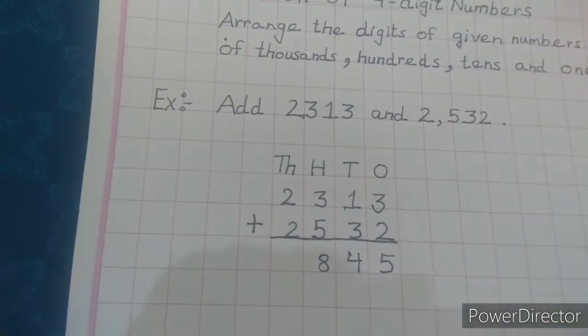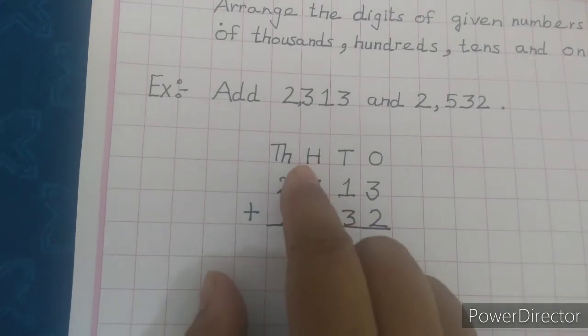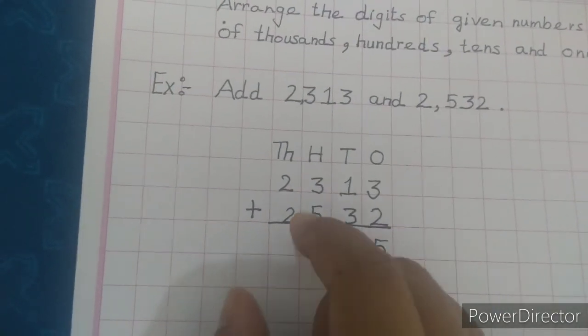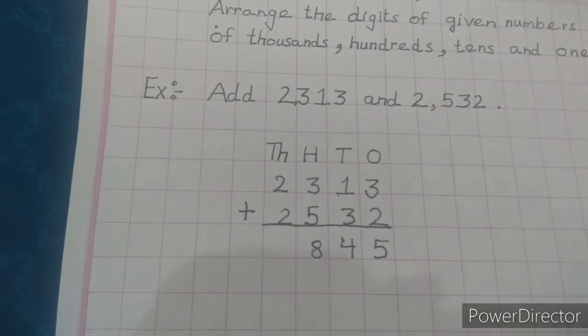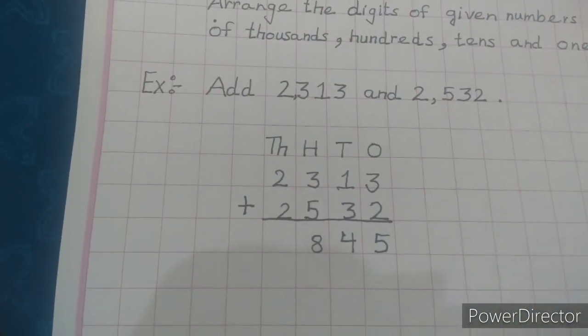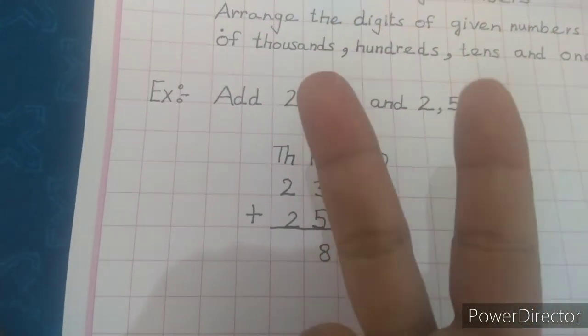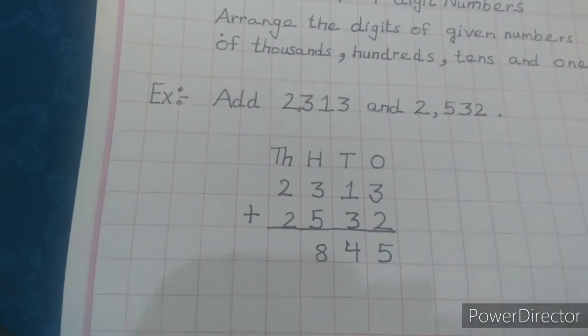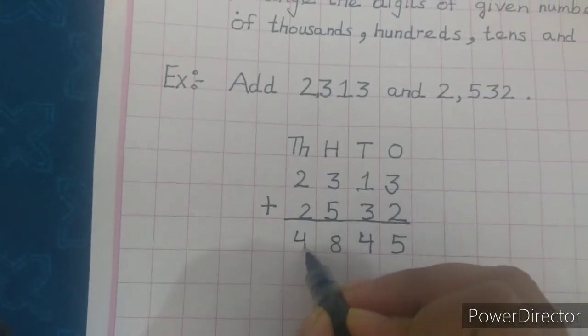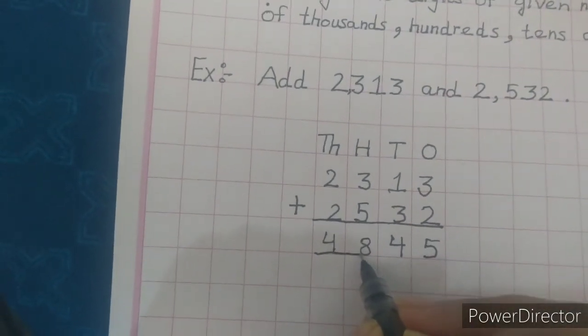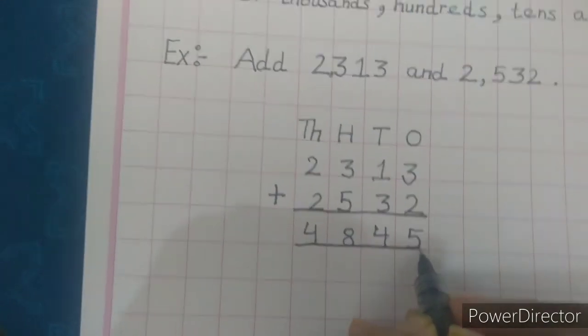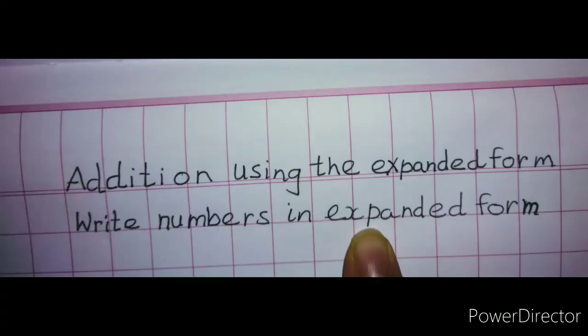Then there is 2 plus 2. 2 in your mind and 2 fingers up: 3, 4. It comes to 4845.